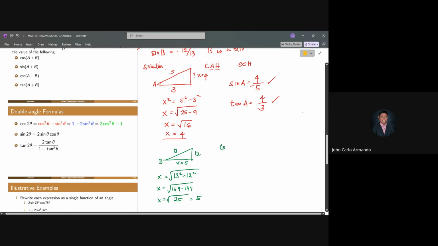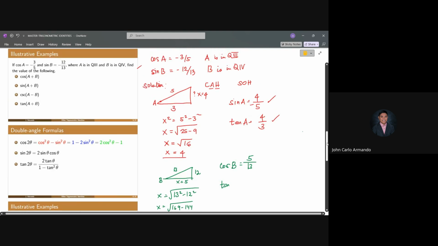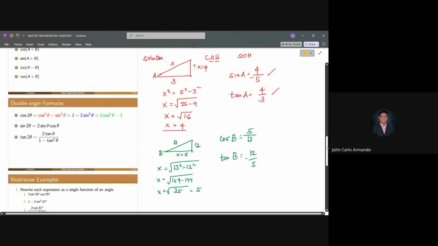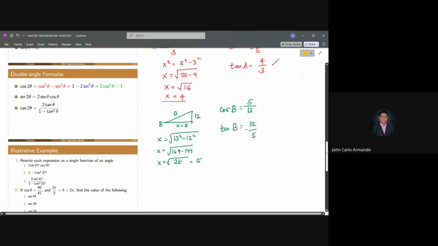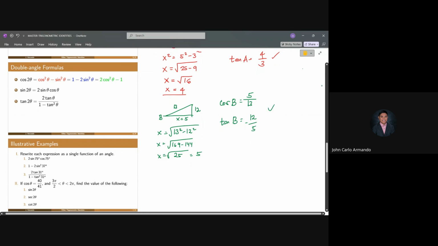So we can now have cosine B. Cosine B is just adjacent over hypotenuse. So 5 over 13. And that is positive because in quadrant 4, x, which is represented by cosine, is positive. Okay? And tangent B is simply opposite 12 over 5, and negative because the value of sine is negative while the value of cosine is positive. Dividing them gives a negative value for tangent. So we now have a complete list.